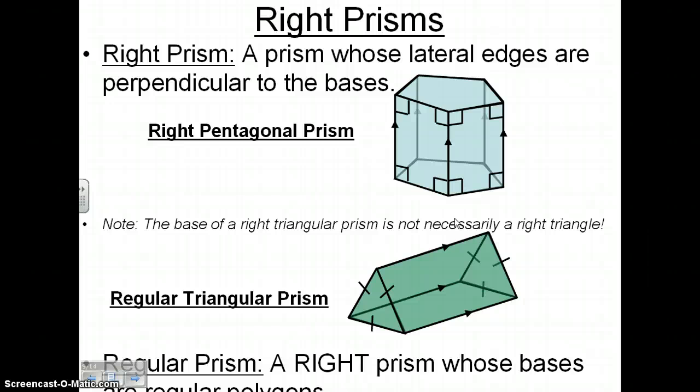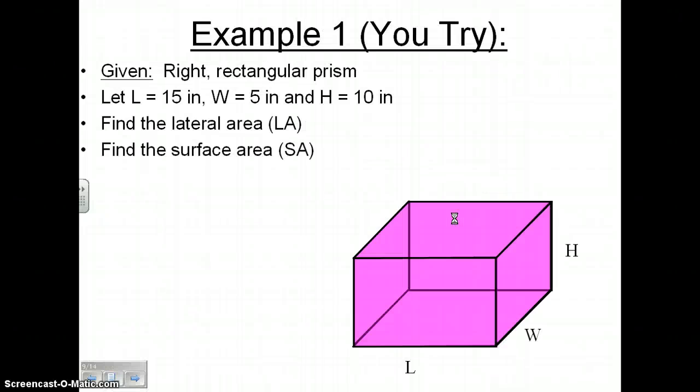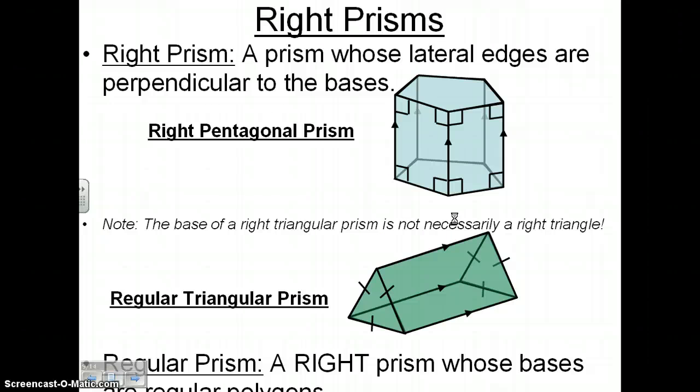This is an important note to make. The base of a right triangular prism is not necessarily a right triangle. It just means that the lateral edges create right angles with the base themselves. This next part is optional. You can close the video or you can continue and try some applications with me.